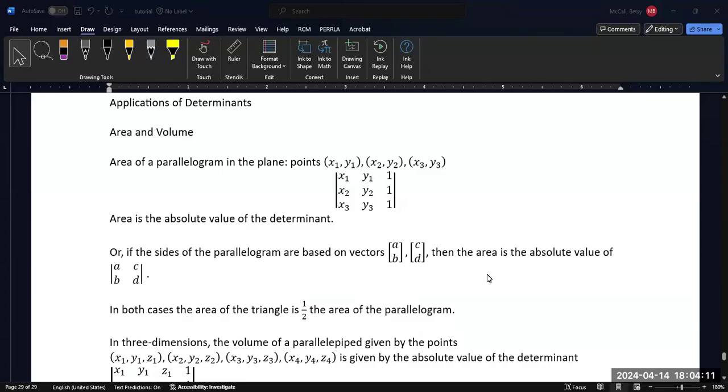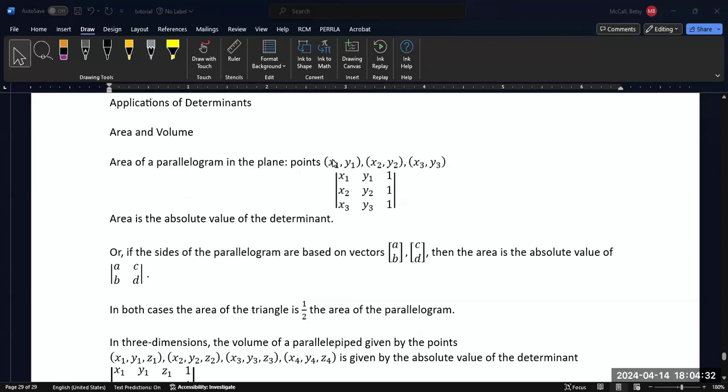All right, so in this video, we're going to be looking at applications of determinants, particularly those related to geometry. So we're going to be looking at ways of using determinants to calculate area and volume. So in general, there's two different ways that you can think of a problem involving area in two dimensions.